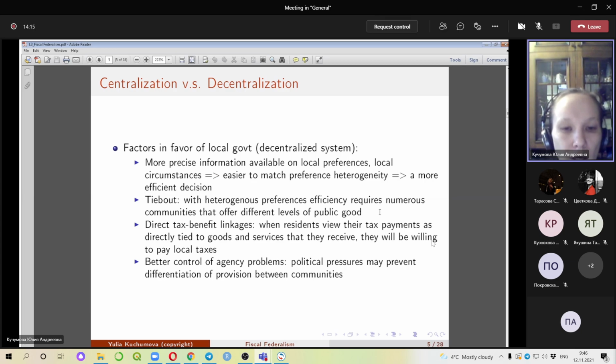Then the other factor here is better control of agency problems. If the provision of public good were at the central level, then political pressure may prevent differentiation of provision between communities. So it's easier from the political perspective to differentiate provision of the public good when it's provided by a decentralized system of government. So those are probably the key factors, right?